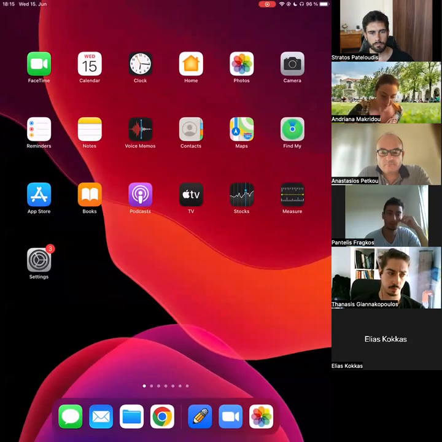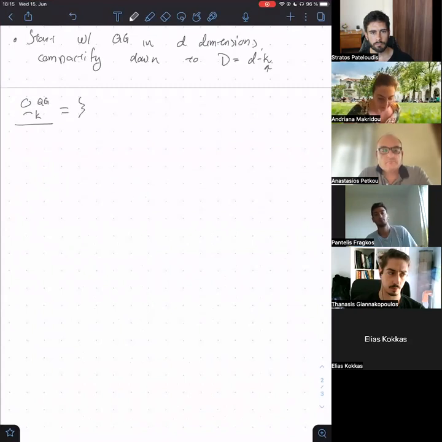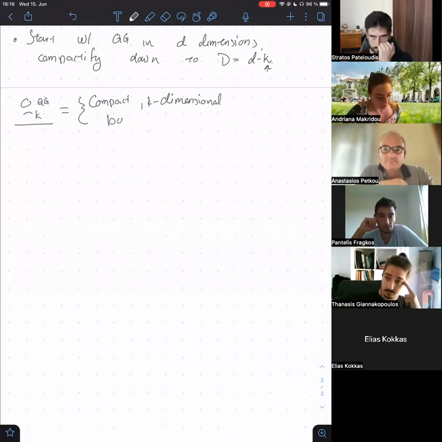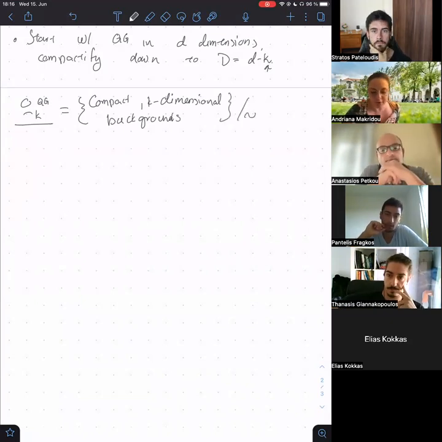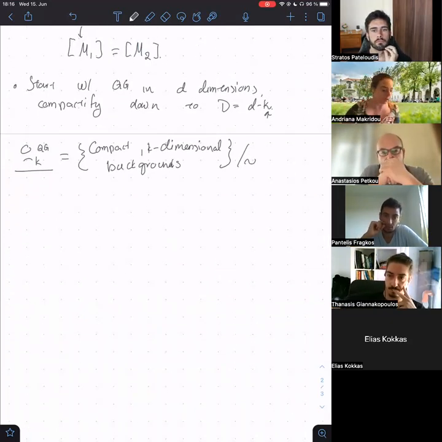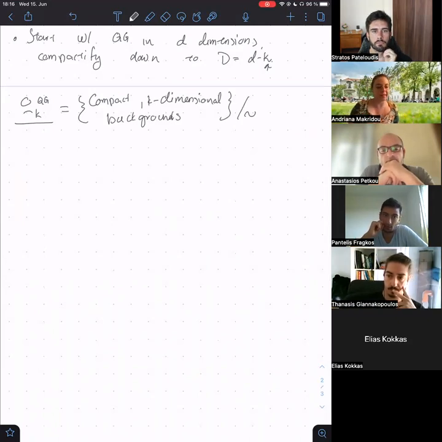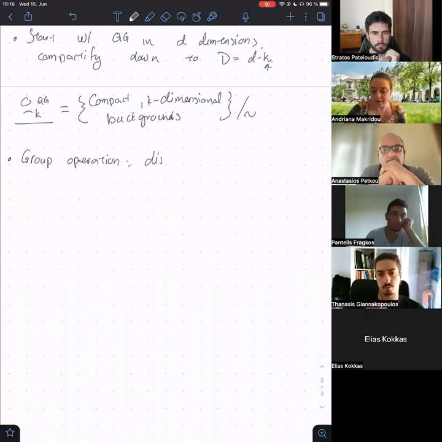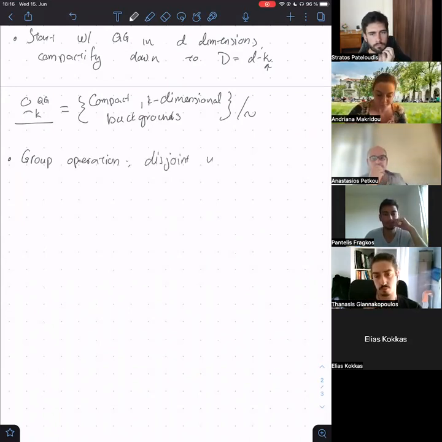But in any case, this group is defined as follows: compact K-dimensional manifolds modulo this equivalence relation, which is allowed to follow. And the claim is that this thing is a group. Of course, in order to define a group, we need to have some group operation or group addition. And this is going to be, in our case, just a disjoint union.